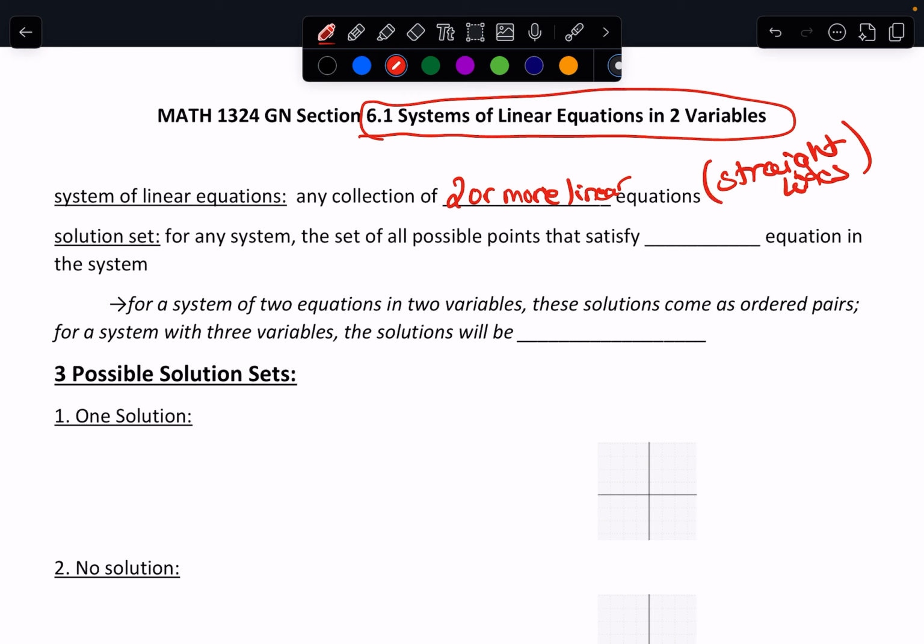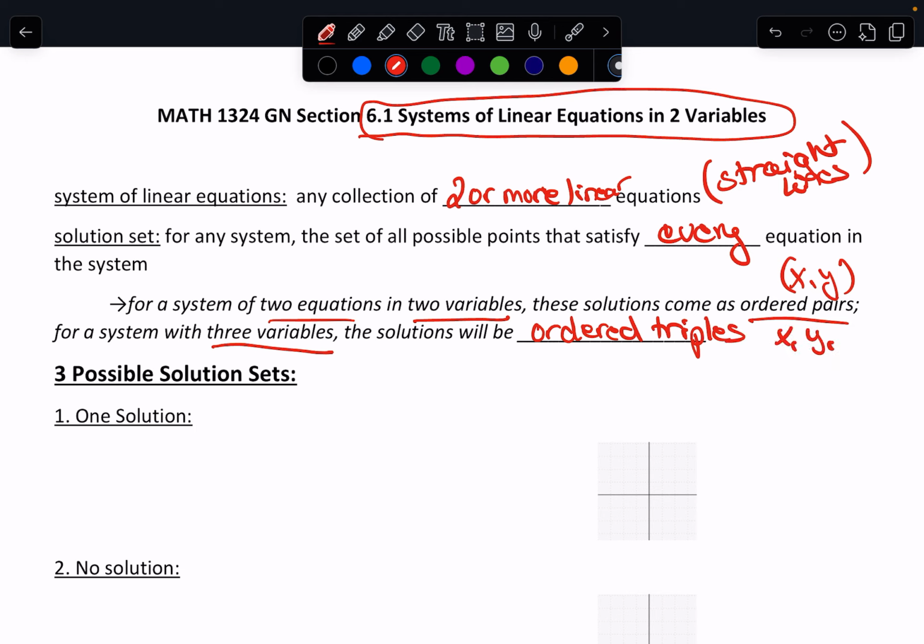Okay, a solution set. For any system, the set of all possible points that satisfy every equation in the system. So for a system of two equations in two variables, these solutions come as ordered pairs. An ordered pair means x, y. For a system with three variables, the solutions will be an ordered triple: x, y, and z.